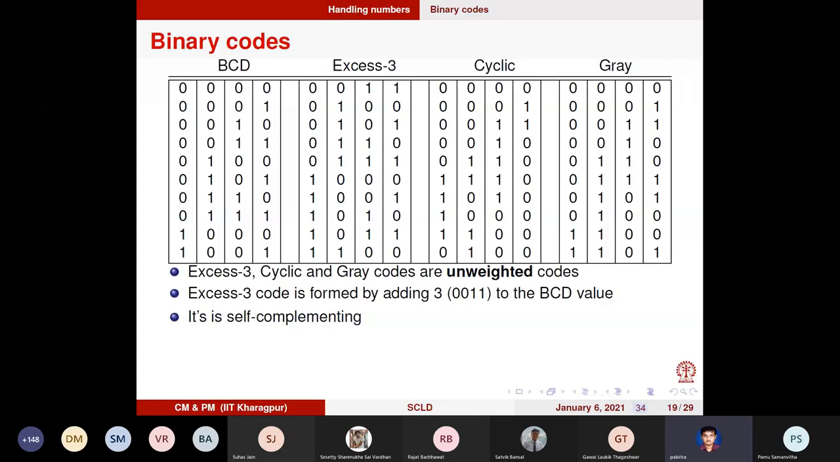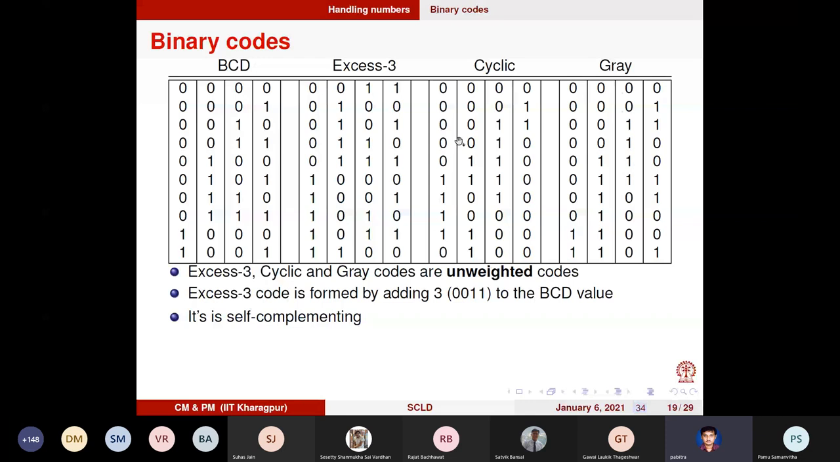I give here 3 examples of non-weighted codes. These are the so-called XS3 code, cyclic code, and Gray code. Cyclic code is actually a more general category. I'll explain them. First, let me explain how these codes are obtained. Then I will talk about their properties.